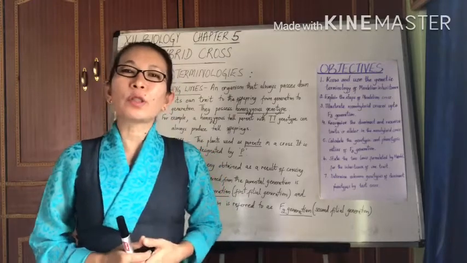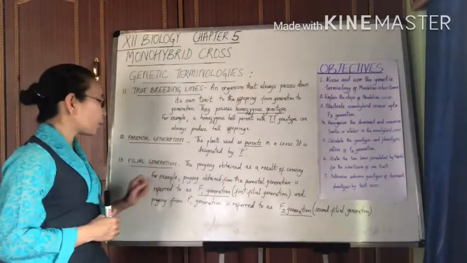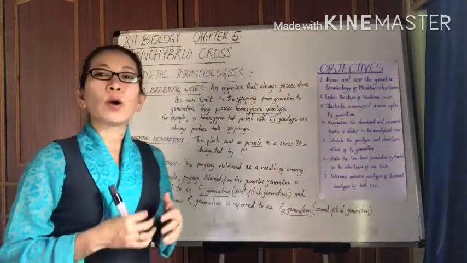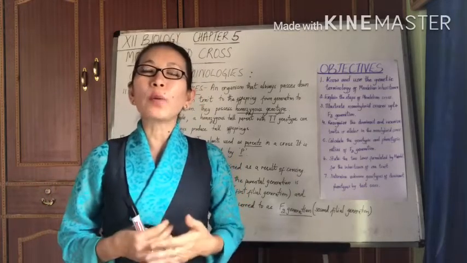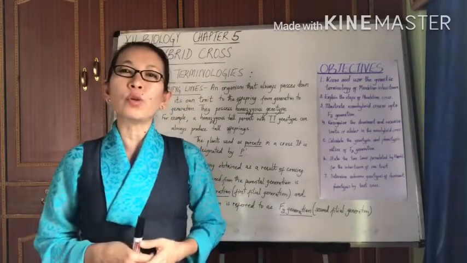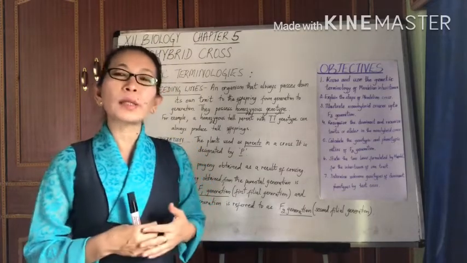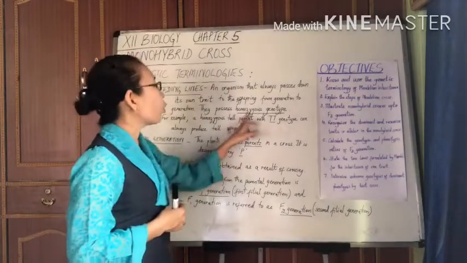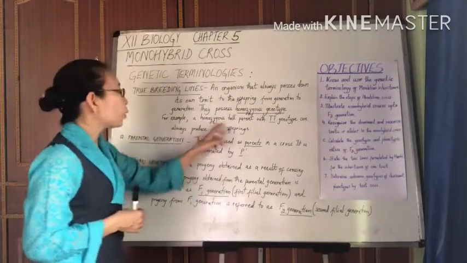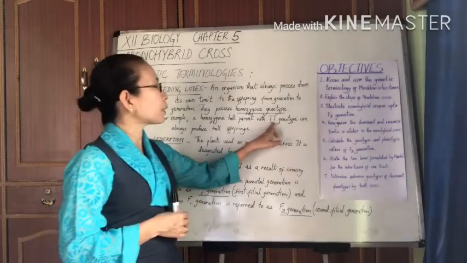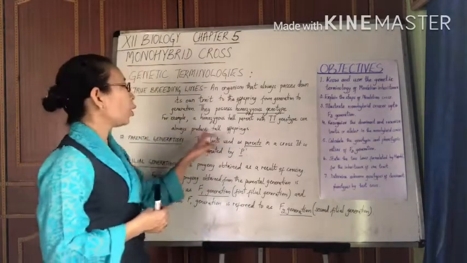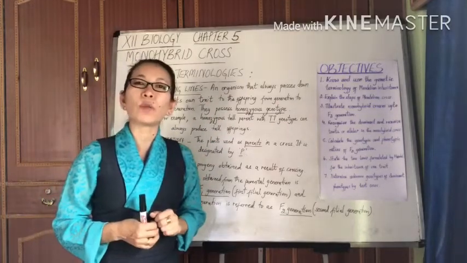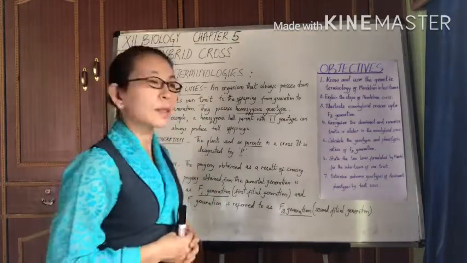The last three terms that I'm going to define are true breeding lines, parental generation and filial generation. True breeding lines refers to all the organisms that always pass down their own trait without any variation to the offsprings from generation to generation. And the reason why these true breeding lines are capable of maintaining the purity of their character is because they possess homozygous genotype. For example, a homozygous tall parent plant with a genotype capital T capital T will always be producing offsprings that also show the tall character. And such kind of true breeding lines are always used by Mendel for his different crosses.